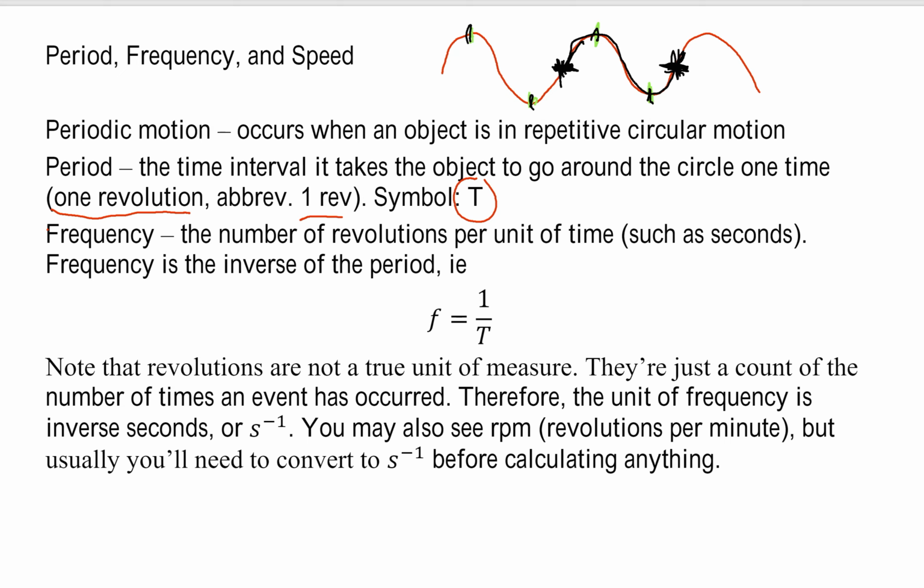Okay, so frequency is the number of revolutions per some unit of time. Could be seconds, could be minutes, could be hours. Okay, for example, miles per hour. How many miles do I get to go in 1 hour of time? Meters per second. How many meters do I go in 1 unit of time? In this case, seconds. Okay, so that's frequency, the number of revolutions when we're talking about circular motion per unit of time, such as seconds.